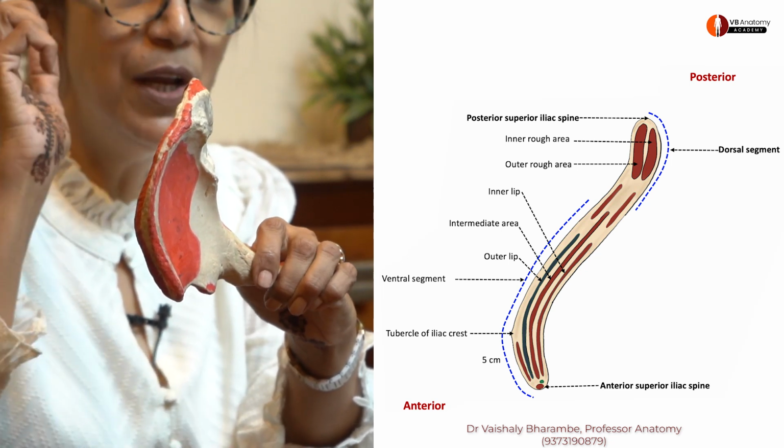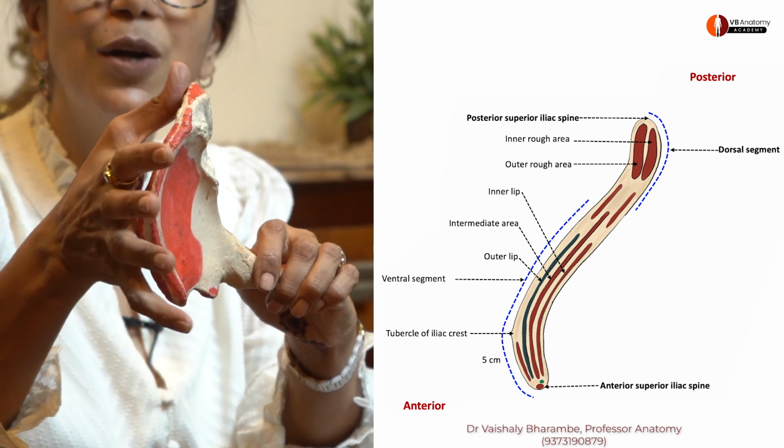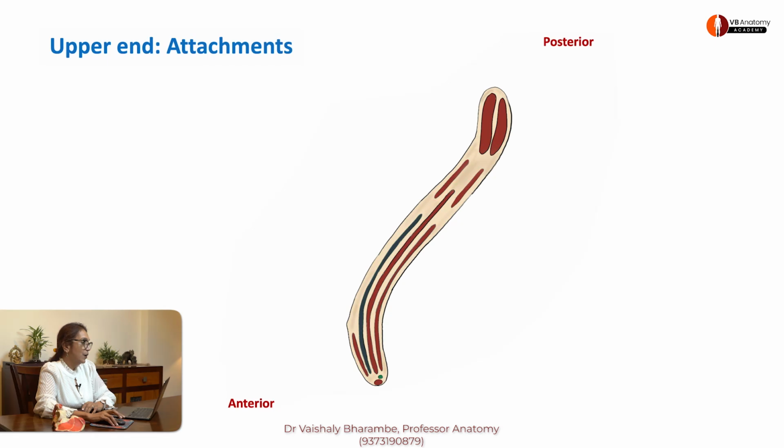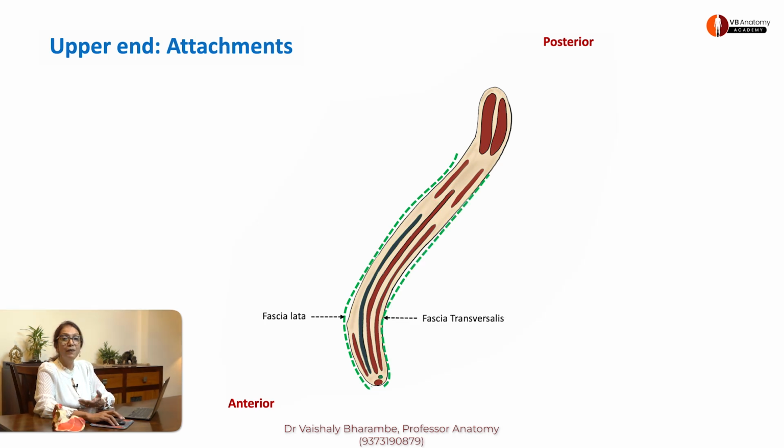Okay? Be confident that you know these parts of the iliac crest. Come back to the screen now. So now let's see the attachments on the iliac crest. On the outer edge, you have attachment of the fascia of the thigh, called the fascia lata. On the medial side, the fascia of the abdominal cavity, fascia transversalis.